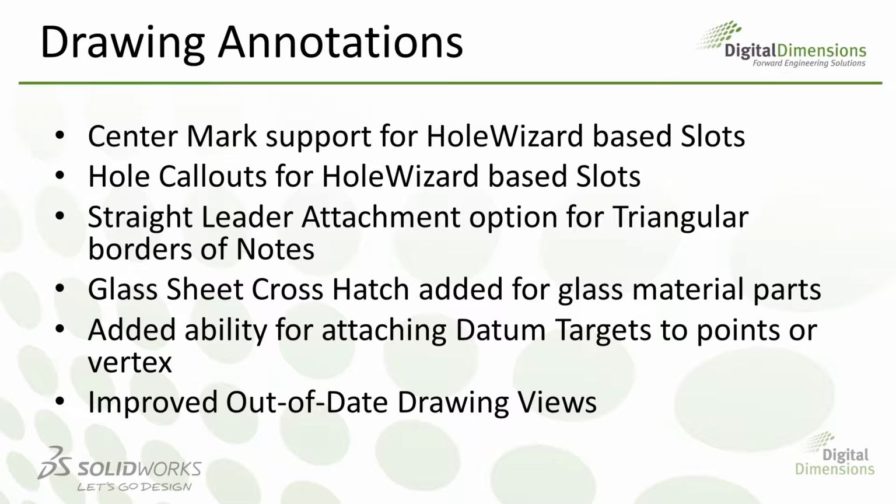This is basically the crosshatch pattern for glass material parts. Now in the past it's always been fire brick as the default out of the material libraries, but the glass sheet crosshatch style has now been added to glass material parts. Finally, for drawing annotations, they've added the ability for taking your datum targets and being able to attach them to points or vertices. So in the past you could only attach to edges or randomly on a surface, but now we can specifically attach datum targets to a point or a vertex.